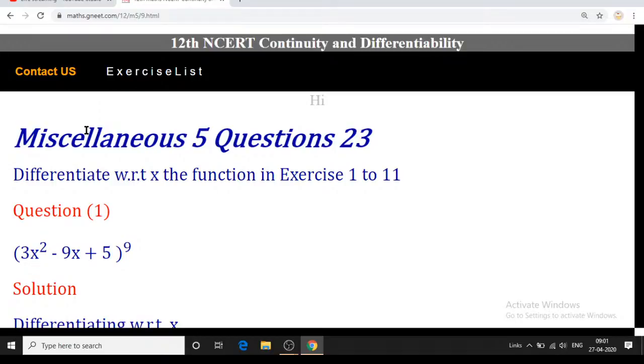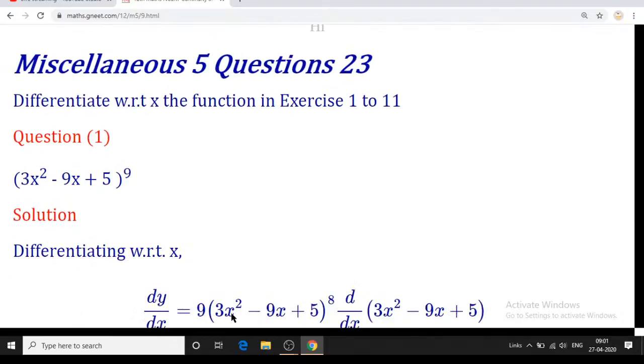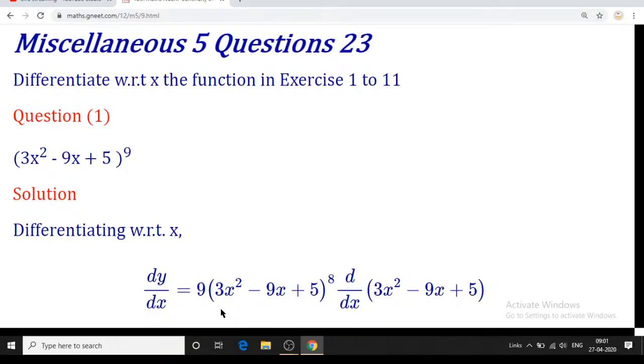Today, as we have decided, we are going to solve the miscellaneous exercise, from question number 1 to 20, because we have already solved 21, 22 and 23. So we are going to start with only this exercise. It will not take much time today. We will complete it early, mainly in half an hour.